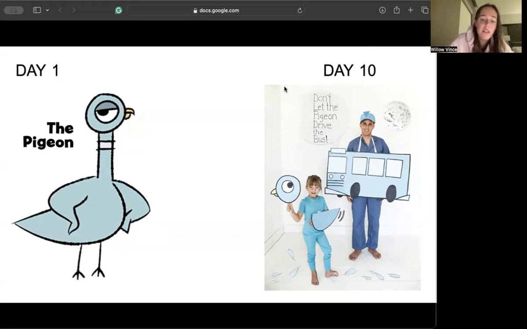Then to close out the unit, we ended with a character parade, where each student would dress up as their favorite Mo Willems character from throughout the unit. I chose this because it not only tests their reading comprehension skills and their ability to remember the characters we read and what they look like and how they would dress, but also because it really helps the students engage with the characters on a different level and really become them, embody them.